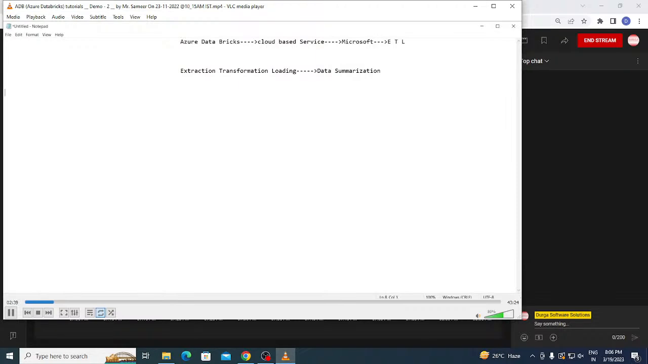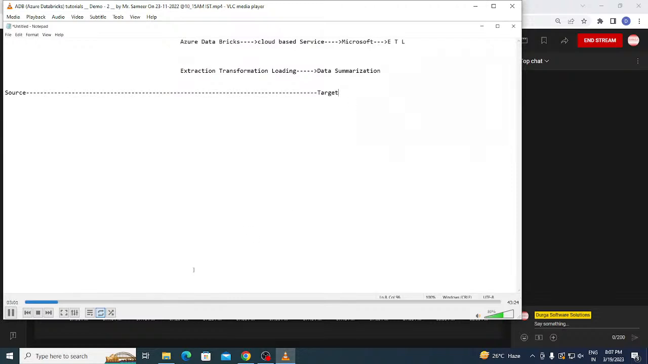Wherein for the process of ETL, that is called extraction, transformation, and loading, guys, we require the following. What is that? We require the source, first of all. Source means the source of data. And then we require another one, a target. The first thing is a source and the second thing is a target.